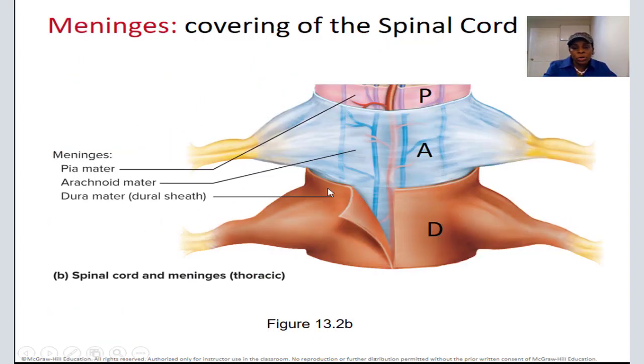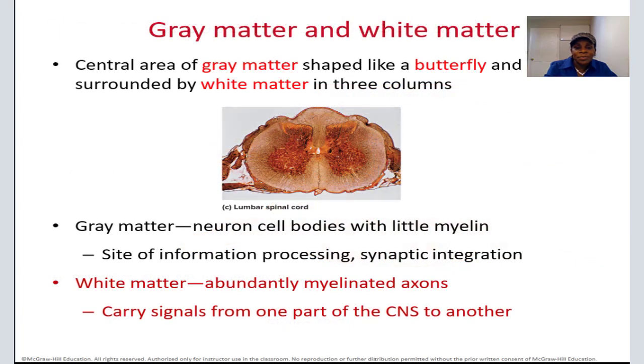Let's talk about the spinal cord. It is covered by 3 layers: pia mater, arachnoid mater, and dura mater, PAD. These are the layers called meninges. That's why when somebody has an infection of these layers, we call that meningitis.